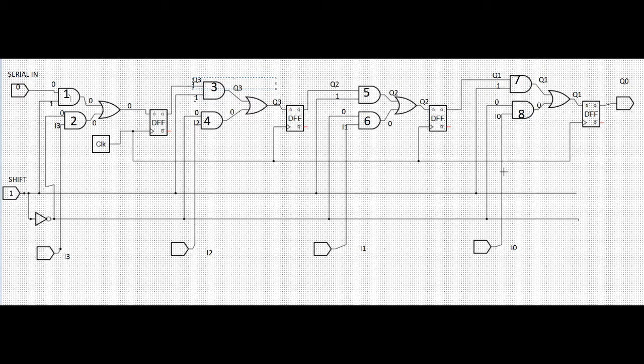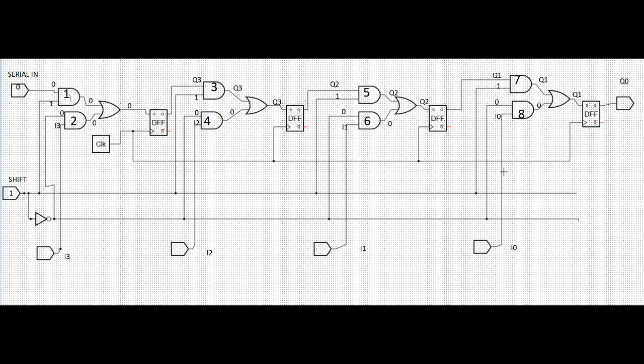to this D flip-flop, and the input of this AND gate 3 becomes Q3, that is the output of this first D flip-flop, and the second input of this AND gate is 1, so the output of this AND gate 3 will be Q3, and the input of this AND gate 4 becomes 0 and I2, so the output of this AND gate 4 is 0, so the output of this OR gate becomes Q3, and the Q3 is fed as the input to this second D flip-flop.